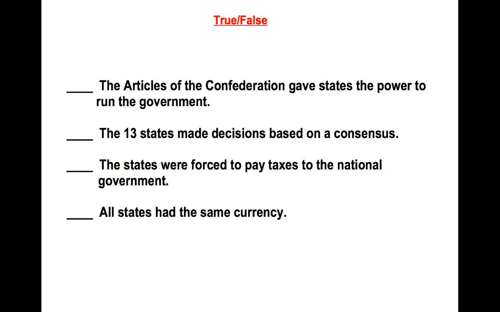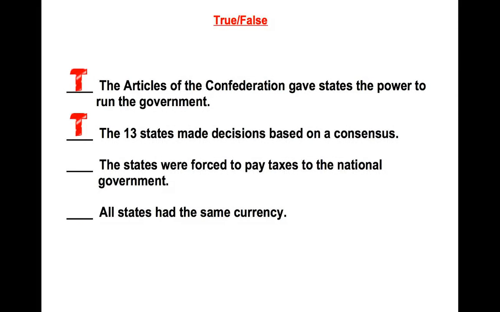So, quick review. True or false? The Articles of Confederation gave states the power to run the government. What'd you say? True. Very good. The 13 states made decisions based on a consensus. In other words, an agreement everybody isn't necessarily happy with, but could live with. That is also true.